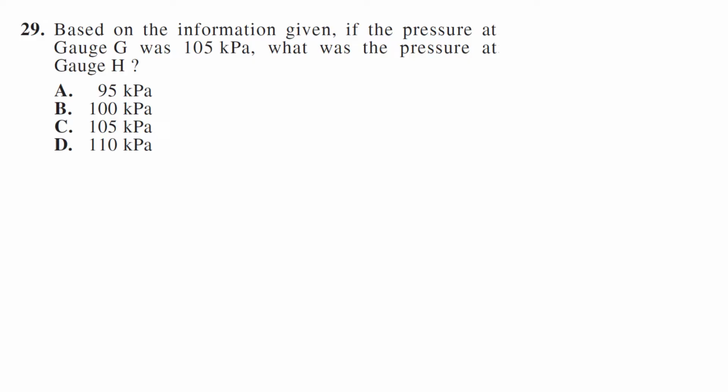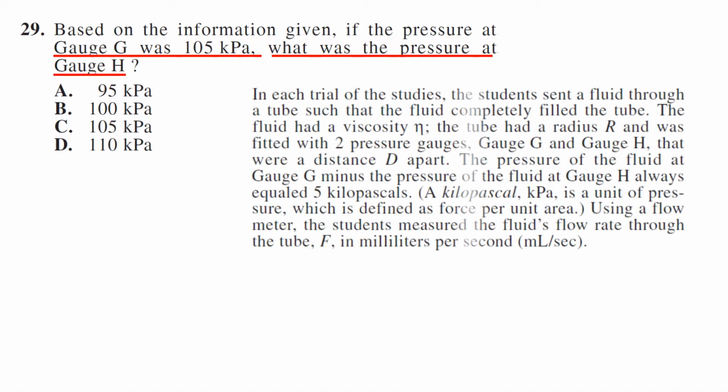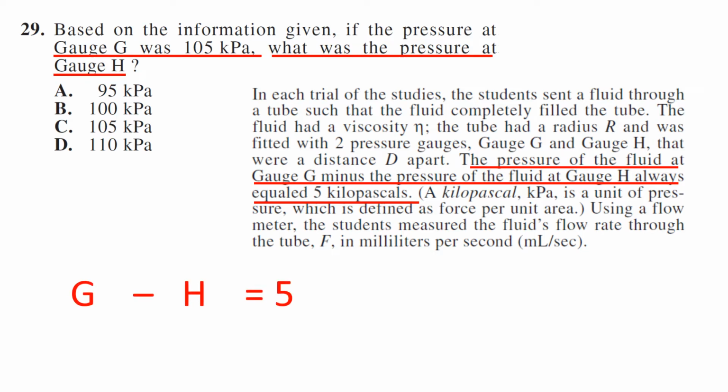Question 29. Based on the information given, if the pressure at gauge G was 105, what was the pressure at gauge H? If we look at our tables, we don't see kPa anywhere in the tables. So we go to the reading. And it says in the reading, the pressure of the fluid at gauge G minus the pressure of the fluid at gauge H always equaled 5 kilopascals. So G minus H has to equal 5. So if G is 105, that means H has to be 100 to equal 5. So your answer is B. The hardest part of this question is just finding where to go for the information.